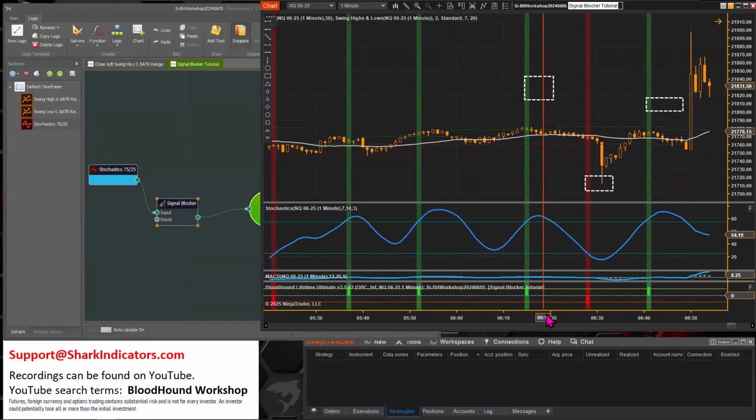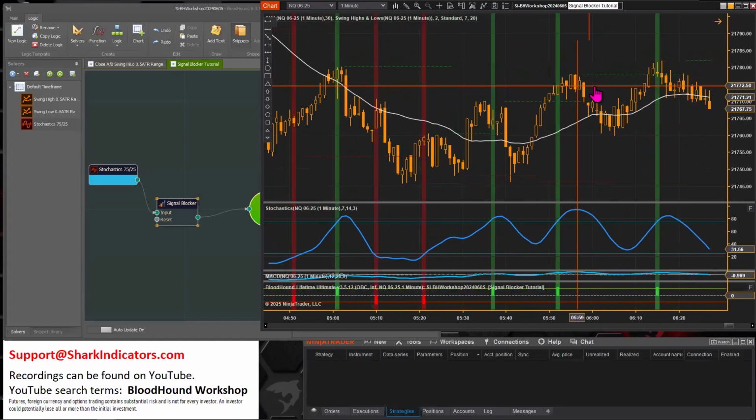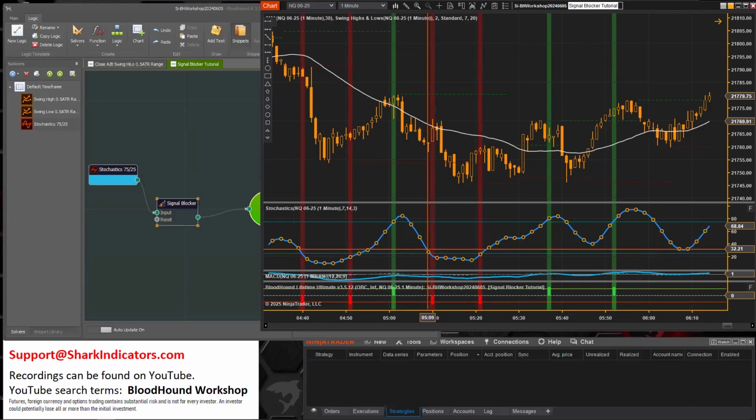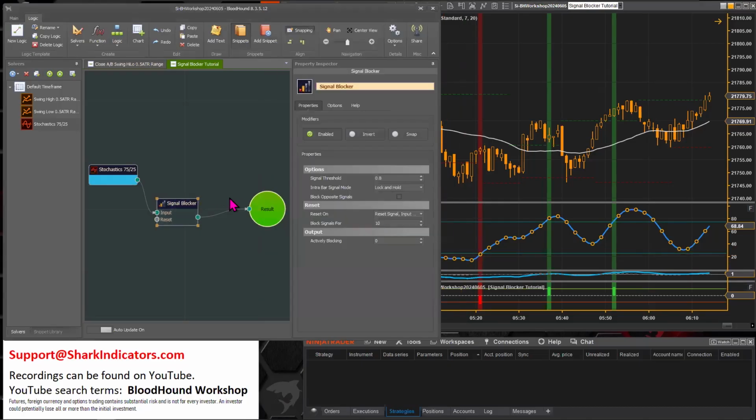And if we shrink this up, there we go. Oh, look, even 10 bars was not enough. So look at this short here. We can see we get a short signal as soon as the stochastic goes oversold, and it's blocking all those signals, but we get one more signal. So the stochastic stayed below 25 for longer than 10 bars here.